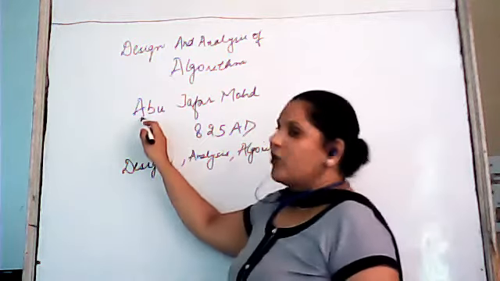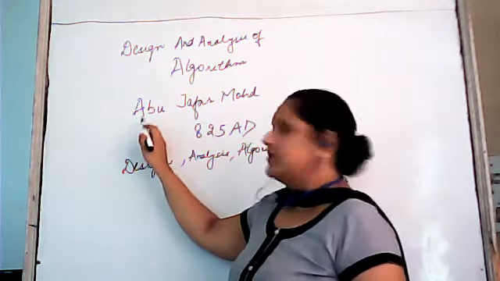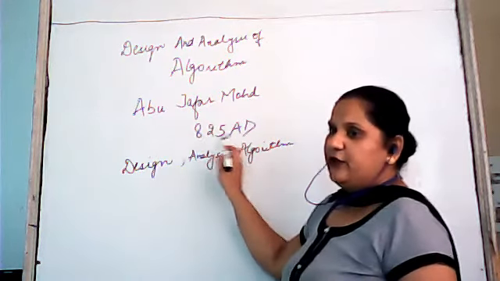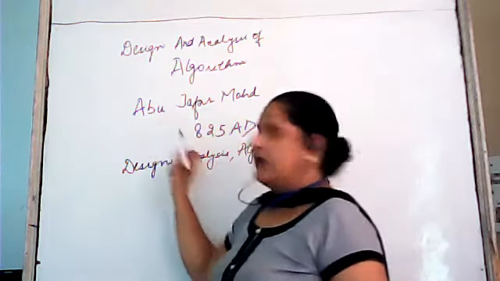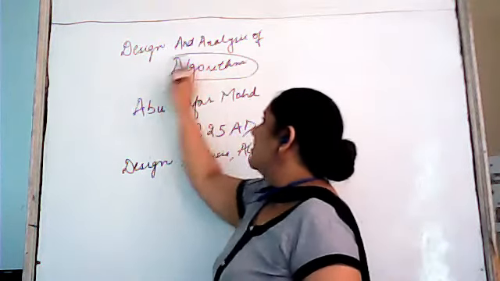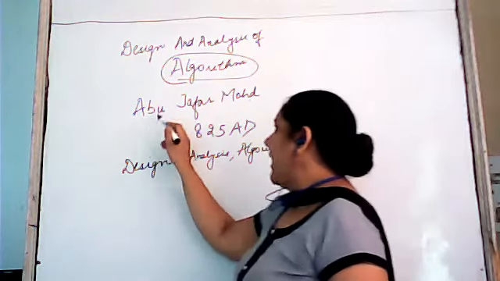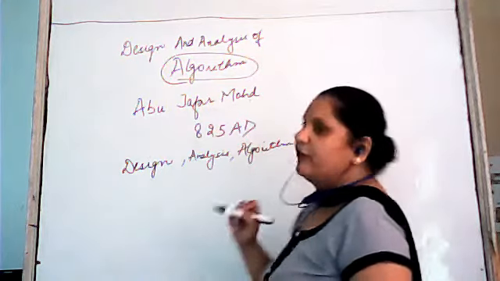So the word algorithm was coined by this person, Abu Jafar Muhammad, in 825 AD. Fine. So after his name, the algorithm was coined. The algorithm is a term which was given by Abu Jafar Muhammad in 825 AD.